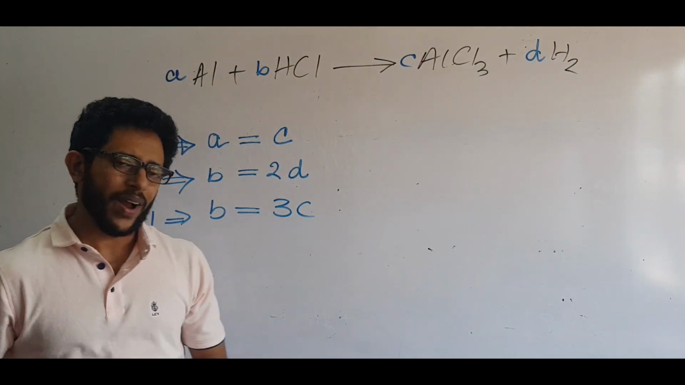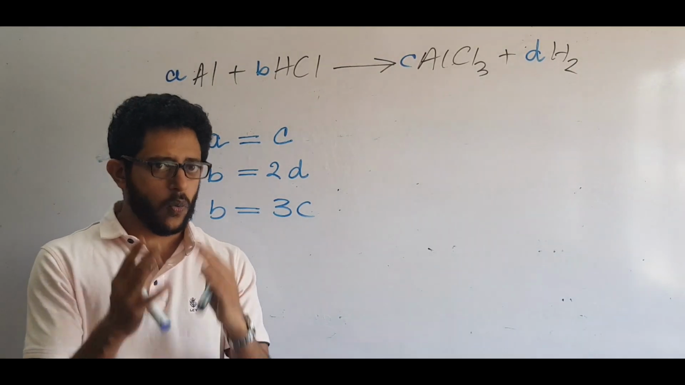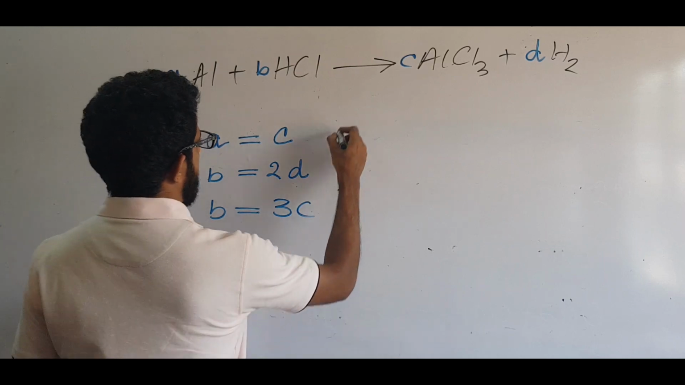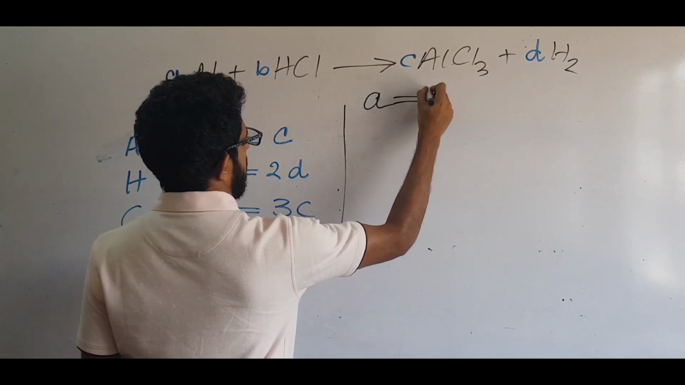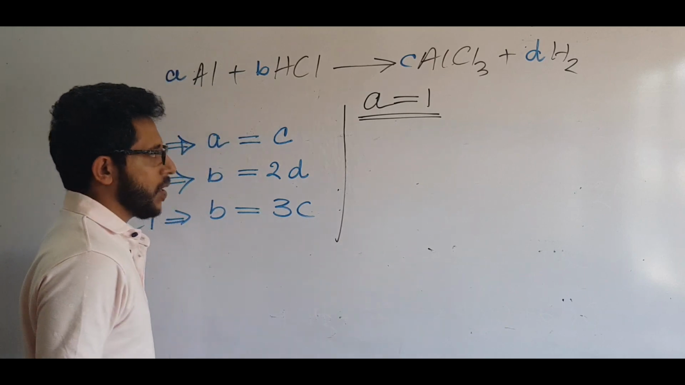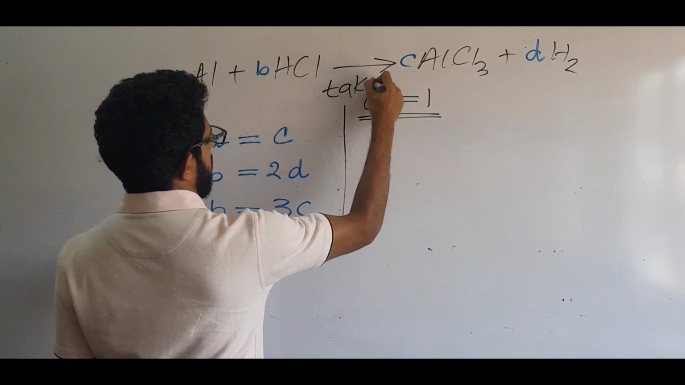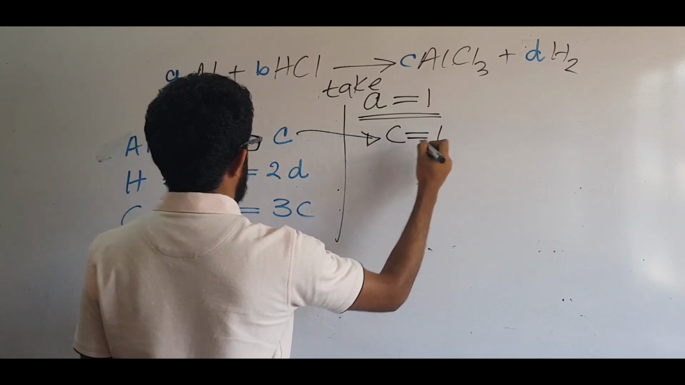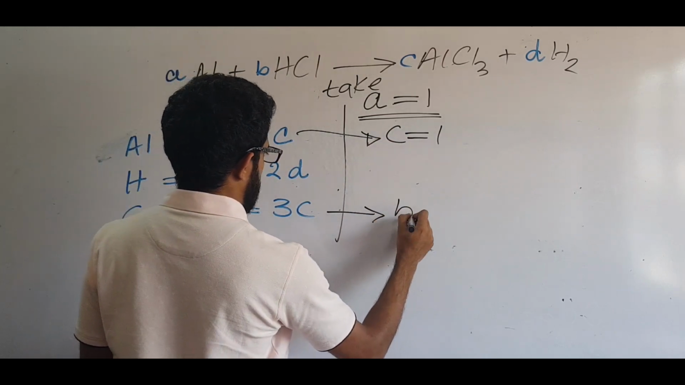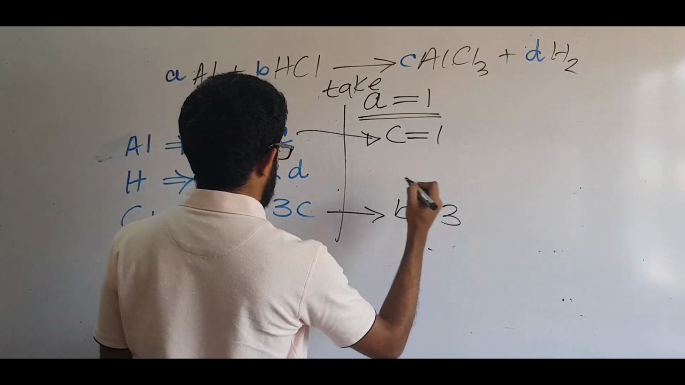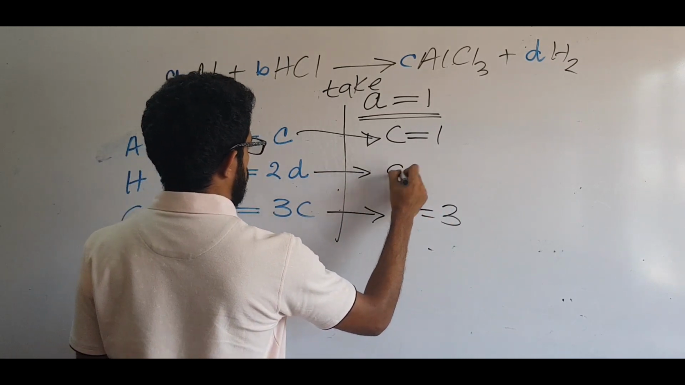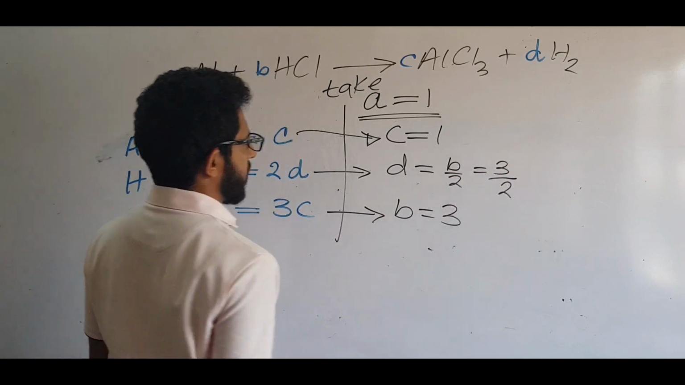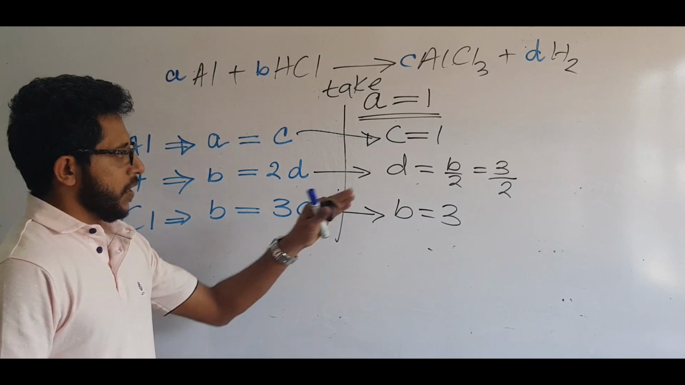Now what we do is assume one letter to be 1. We take A as 1. So if A equals 1, what about C? C should be equal to 1. If C equals 1, B equals 3. If B equals 3, D should be equal to B over 2, which means 3 over 2. So that's it. You can balance it.